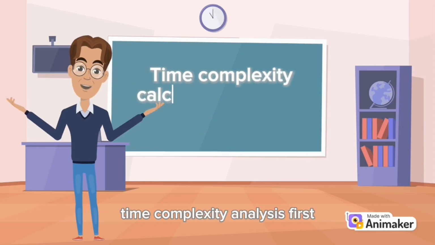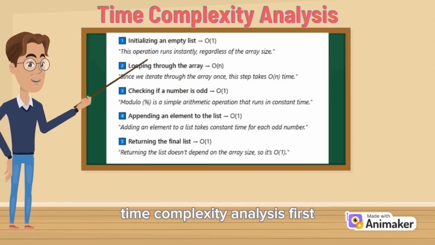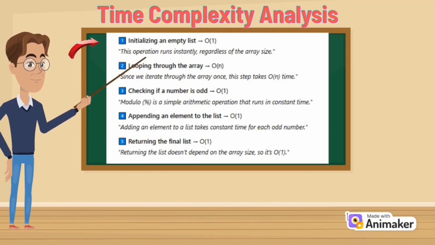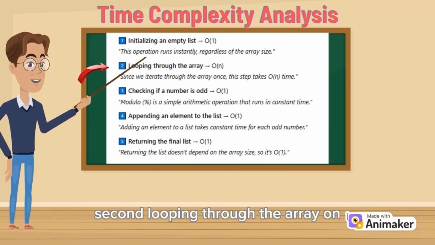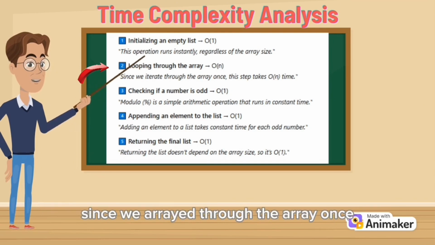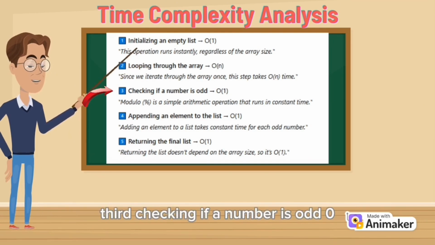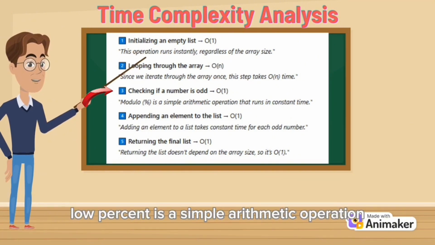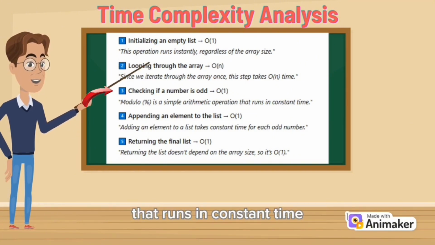Section 2, Time Complexity Analysis. First, initializing an empty list: O(1). This operation runs instantly, regardless of the array size. Second, looping through the array: O(n). Since we iterate through the array once, this step takes O(n) time. Third, checking if a number is odd: O(1). Modulo, %, is a simple arithmetic operation that runs in constant time.